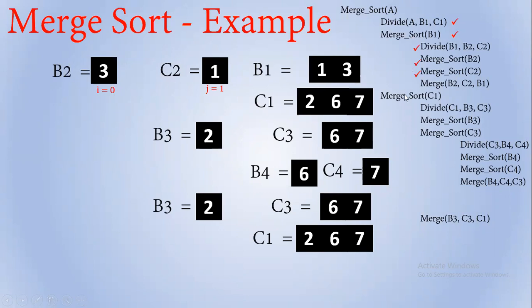So the final step is to merge B1 and C1 again back into A. So this will be the last step. B1, okay, sorry, I have made a mistake here. So this should be C1.